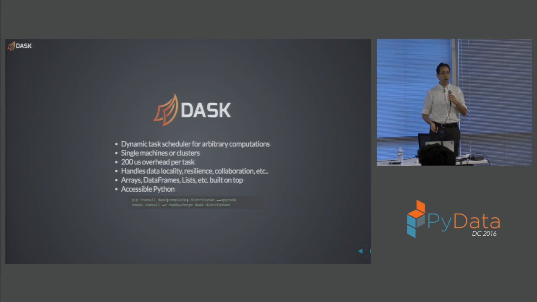You can pip install it. You can conda install it. You can actually read the source code. It's actually all pretty understandable.